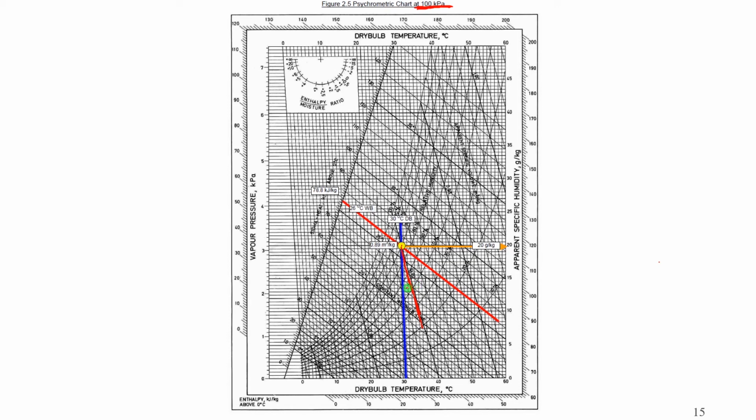The relative humidity scales are here, 10%, 20%, and the lines are the curved lines here. From the position of the yellow dot, we can see that the relative humidity is 70%. So this is 50%, 60%, and 70%.